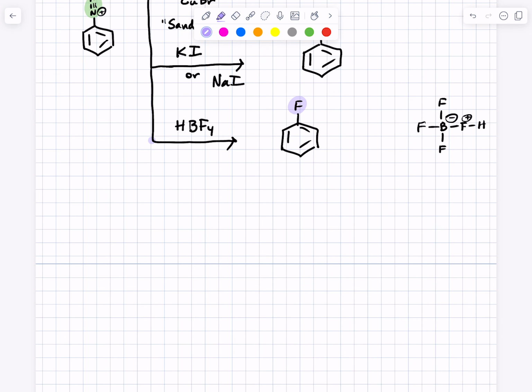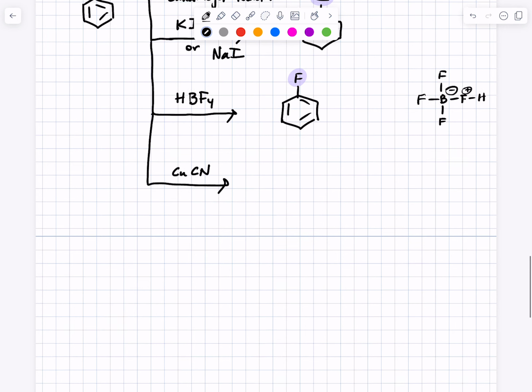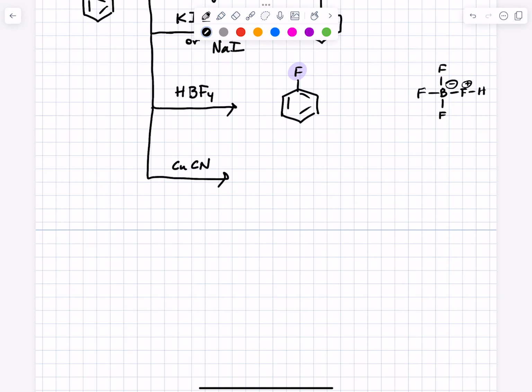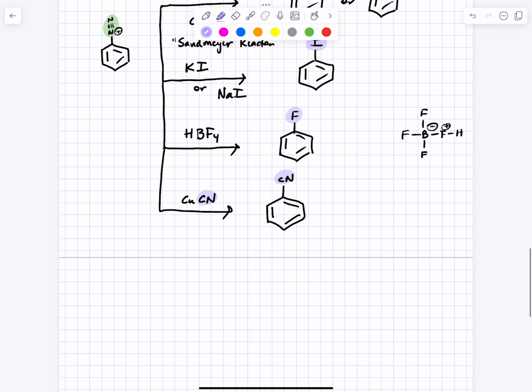Okay, here's one that will be useful to you in a synthesis, but somewhat frustrating to you. You can use copper cyanide. Now, why is copper the counter ion? I don't know. Do I care that you remember it? Not particularly, though I do want you to know that you can use CN- as a nucleophile to replace the leaving group of the N2 to generate this aryl nitrile.